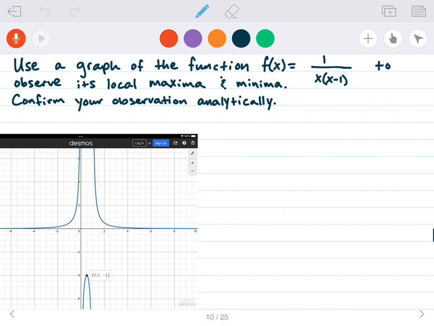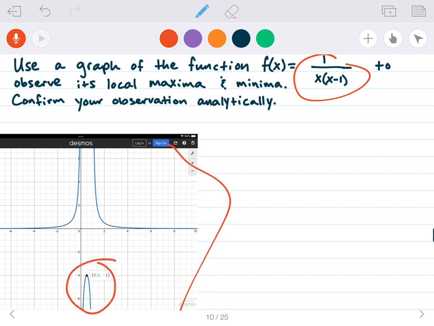Okay, well, if we plot this thing on Desmos, we get a picture that looks like this. And it looks like this guy right here is going to be a local maxima, or a local max for short. So let's confirm this observation using the first derivative test. Okay, so what I'm going to do is first take the derivative of my function, 1 over x times x minus 1. And so here's f.